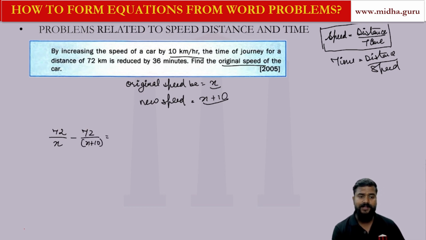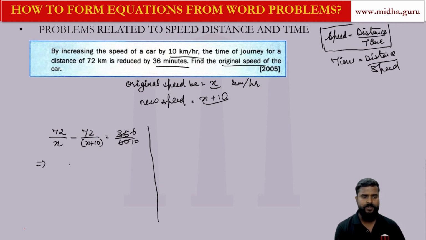Now here you have to understand that since we are taking speed in kilometers per hour, and the time difference given to us is 36 minutes, we must also convert it to a similar unit, that is hours. So 36 by 60 becomes 6 by 10. Then we'll take the LCM, x into (x plus 10): 72(x plus 10) minus 72 into x is equal to 6 by 10.